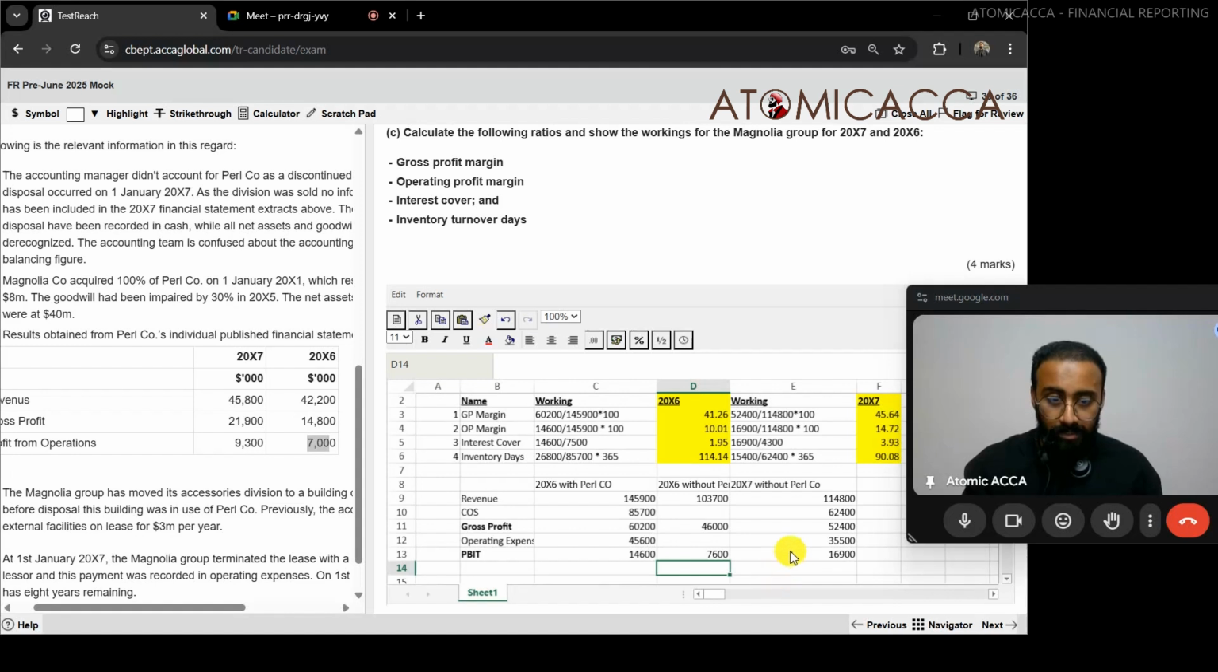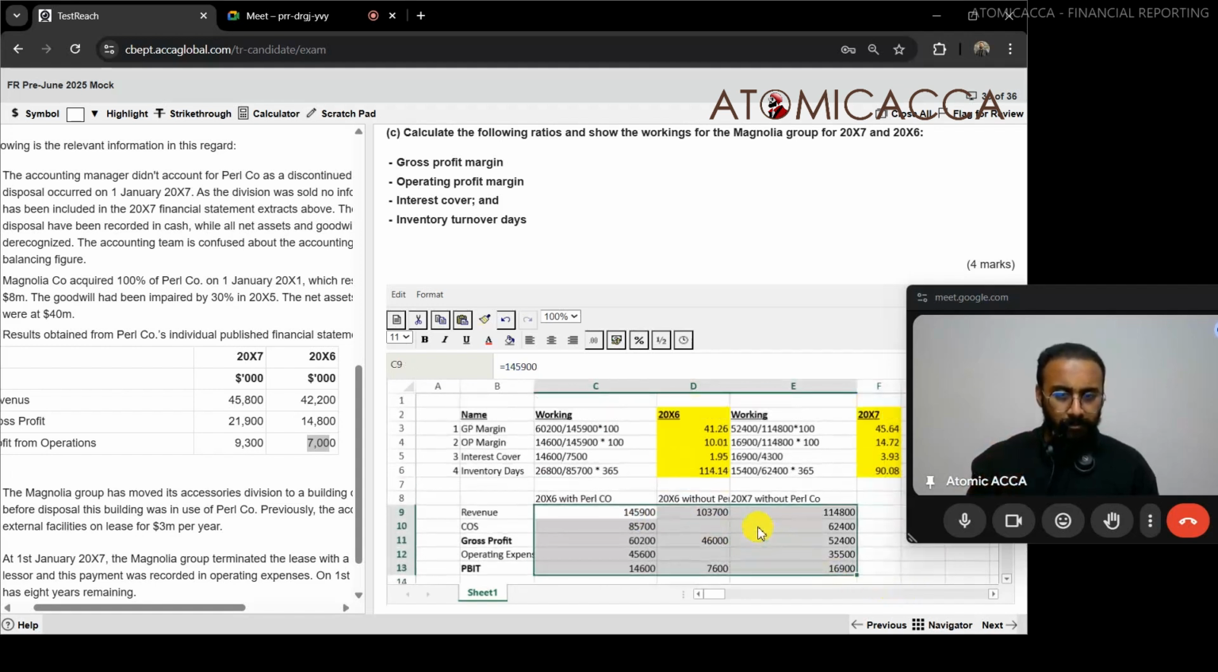So here what is the analysis? You can see that PBIT with Pearl company to without Pearl company, like the given information, is 14,600 to 16,900. So it's a very small growth. But when you remove Pearl company, you can understand that there's a massive growth happening. So probably the operating expenses are under control for Magnolia company, but for Pearl company, it's not under control. Maybe there are a lot of operating expenses in that. So we got three small analyses from here.